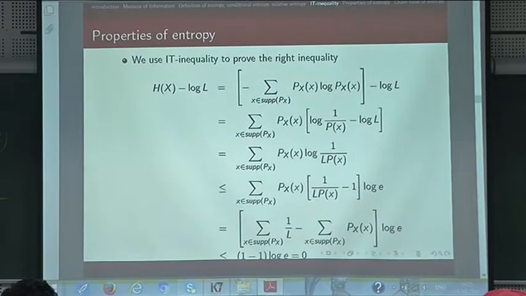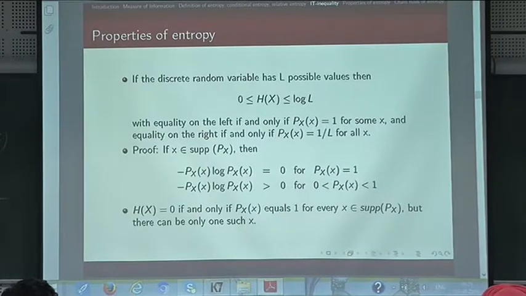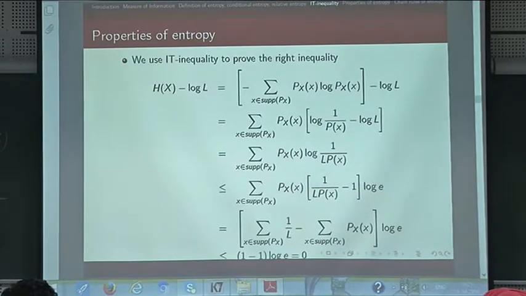Okay, now this is the first application of the IT inequality. What is the first application? That this result will be proven using the IT inequality, and here is the IT inequality.